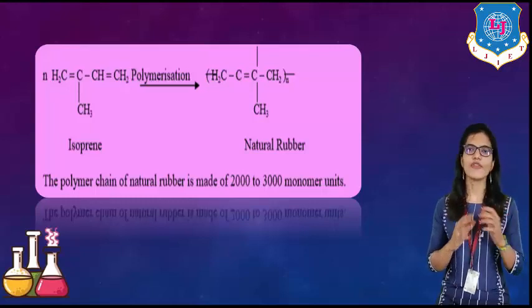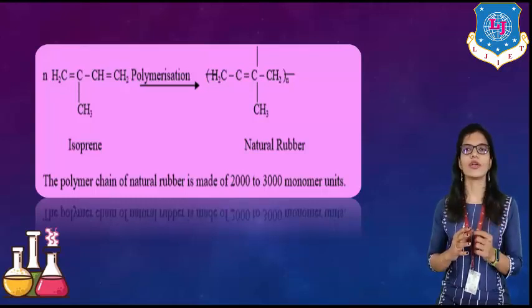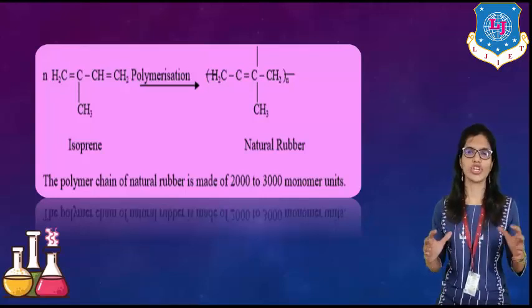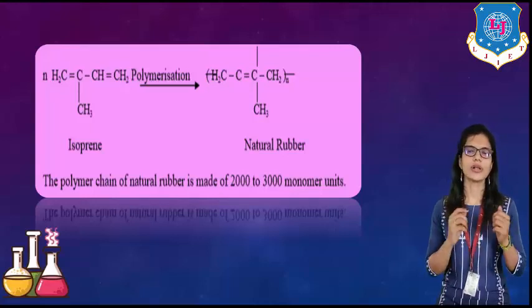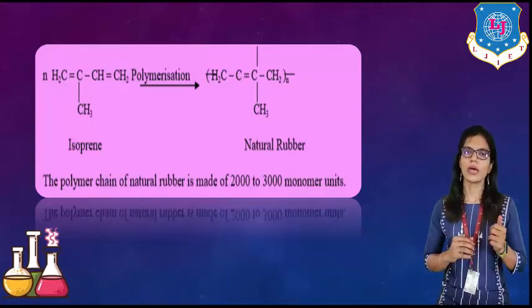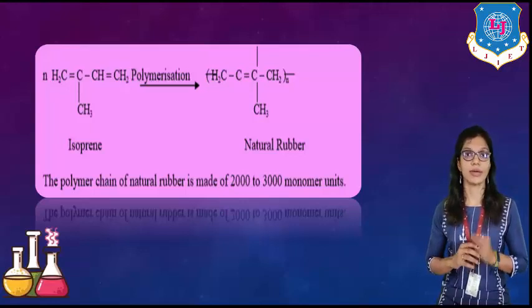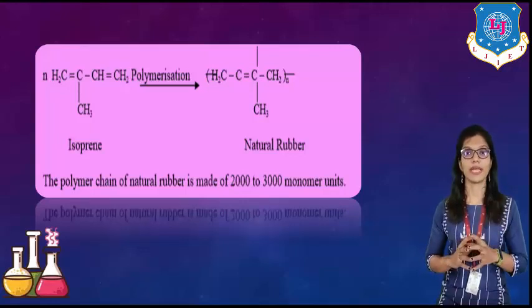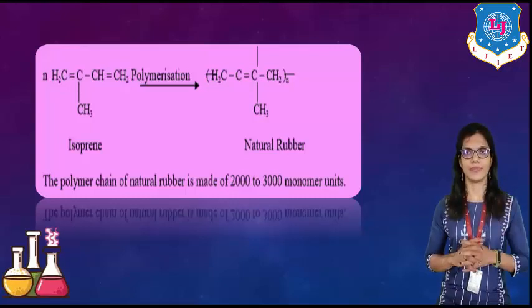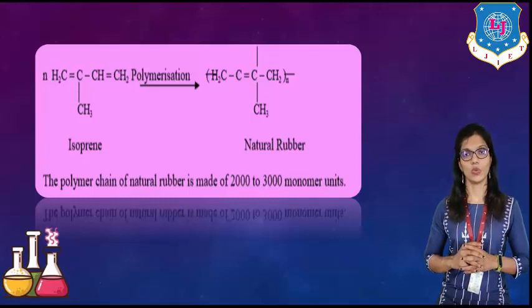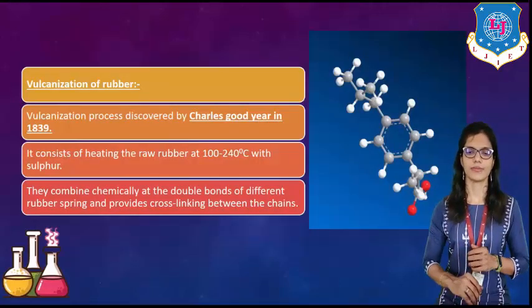So it's again a kind of long chain. It's a long polymer which combines with each other and forms a long chain, which is known as natural rubber. The polymer chain of natural rubber is generally made up of 2000 to 3000 monomer units. It has a best property, that is elasticity. Elasticity is 300% more than that of a normal polymer, and because of it, they are known as elastomers.